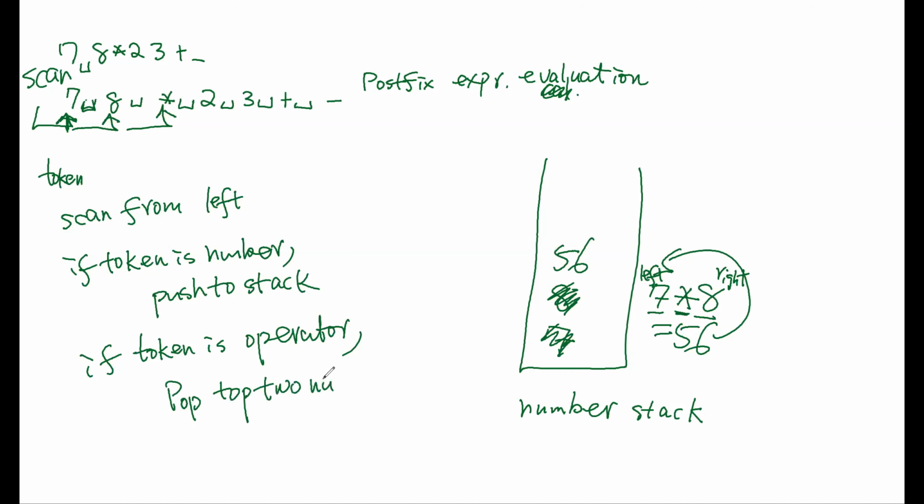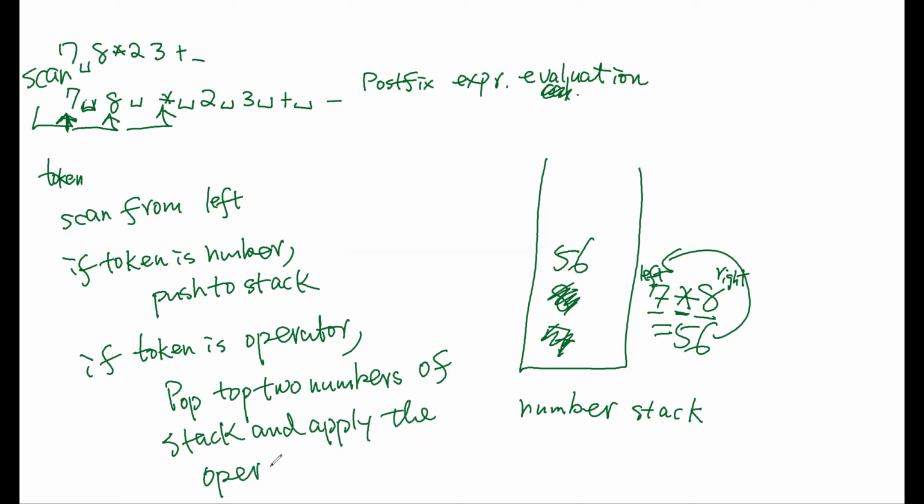So if the token is an operator, you pop two numbers off the stack, apply the operation, and push the result back to the stack.